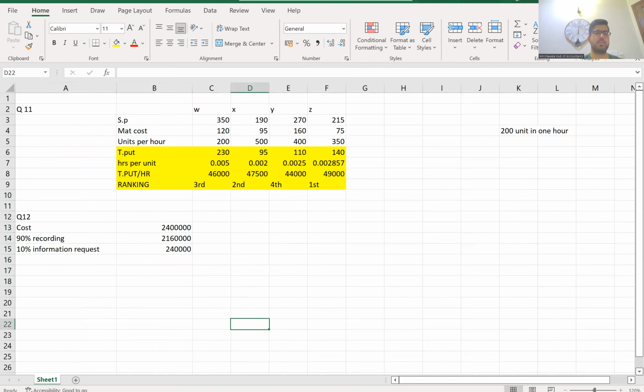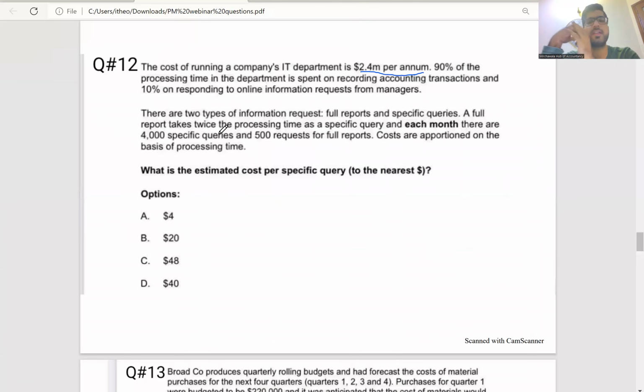Just did some working on the first paragraph: the cost of running the company's IT department is 2.4 million. 90% of time in the department is spent on recording transactions and 10% on responding to online requests. So it's split 90-10. Now, how much time was spent on information requests? 10% was spent on information requests. Now, there are two types of information requests: full reports, specific queries. A full report takes twice the time as a specific query, and each month there are 4,000 specific queries and 500 requests for full reports. Costs are apportioned on the basis of time. What is the estimated cost per specific query?